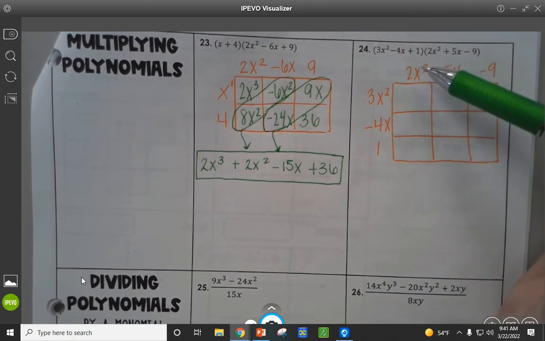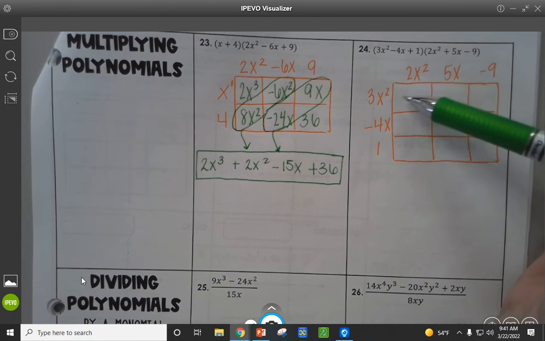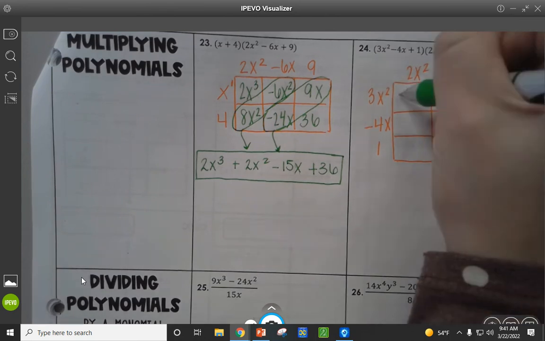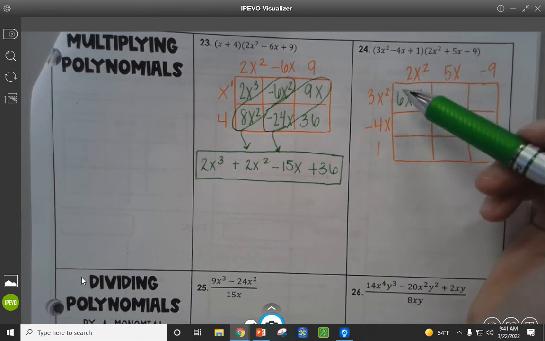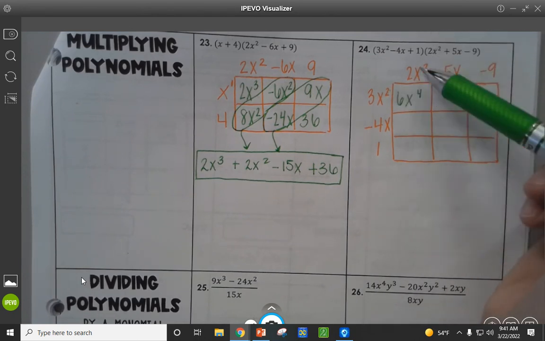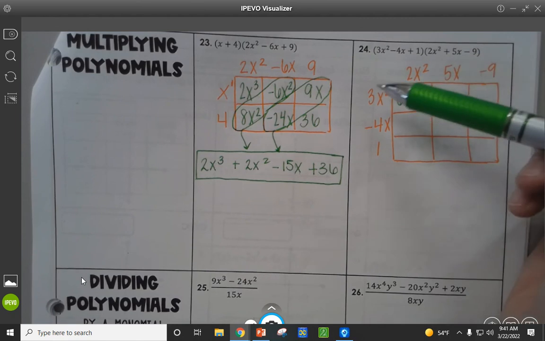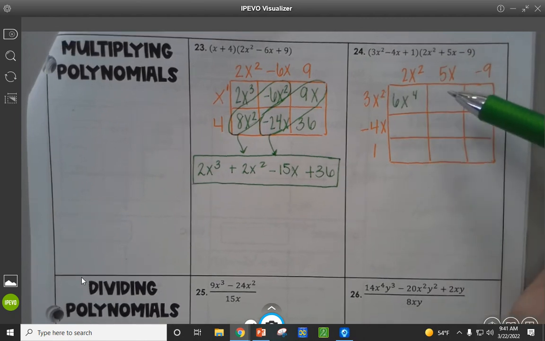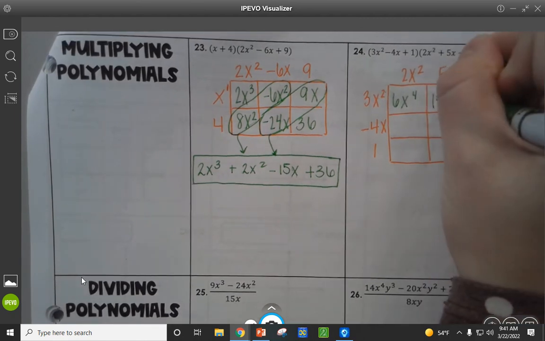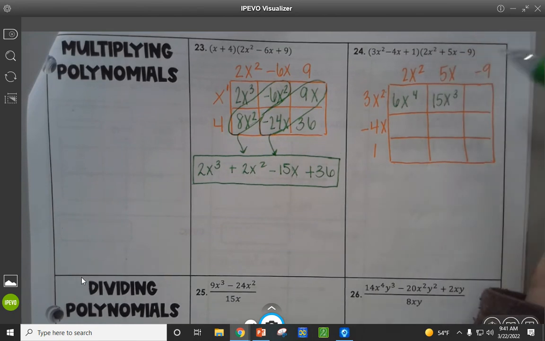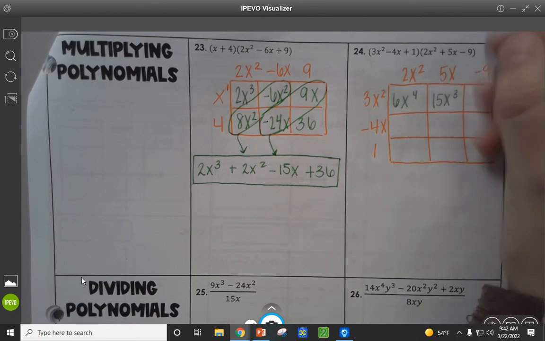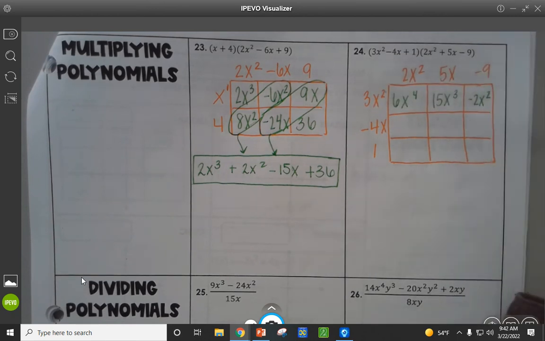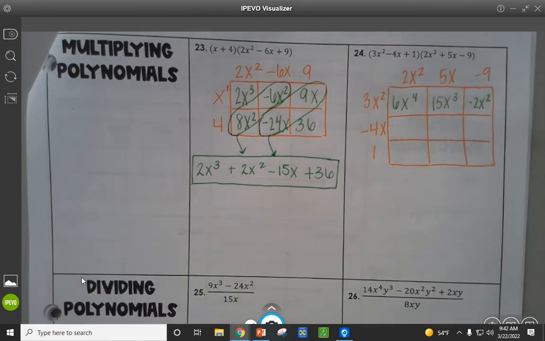So if I multiply 2x squared times 3x squared, what do I get? 6x to the 4th. Because when you multiply variables, you add the exponents. So 2 plus 2 is 4. 5x times 3x squared is 15x to the 3rd. Then we have negative 9 times 3x squared. See if you can fill out these next two rows.